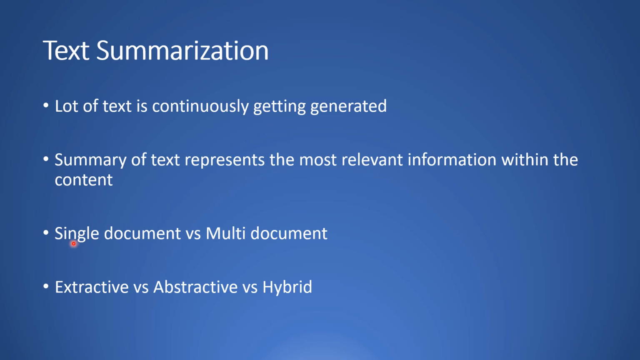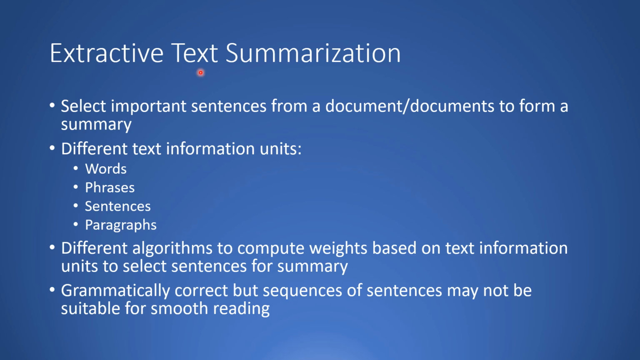Okay. Now, you could do text summarization for a single document, or you can summarize multiple documents. Similarly, there are different methods for text summarization, which is extractive, abstractive, hybrid. We will be covering what these methods mean in the context of text summarization. Let us look at what is extractive text summarization. Now, by extractive text summarization, what we do is that we select important sentences from a document or a collection of documents to form a summary.